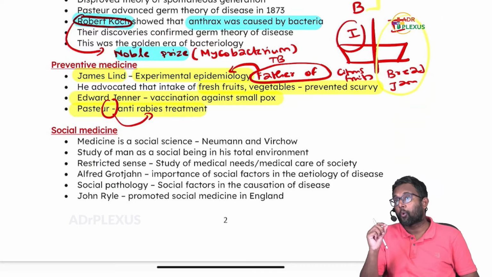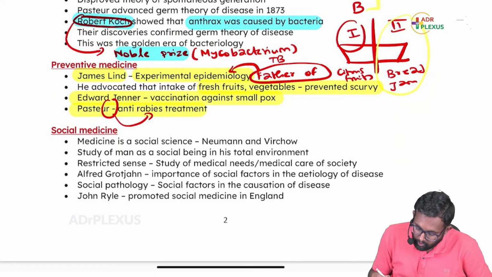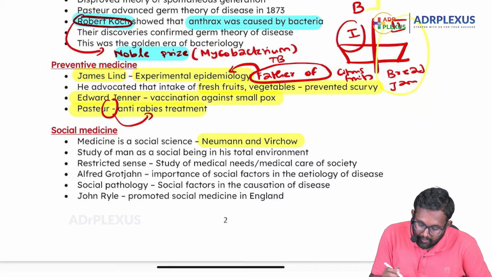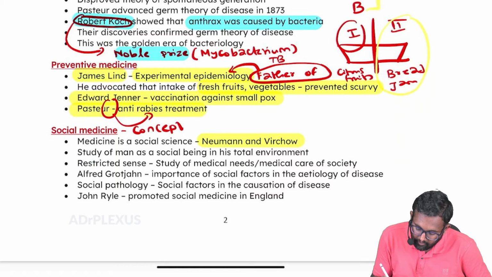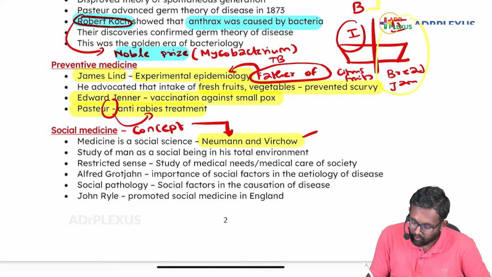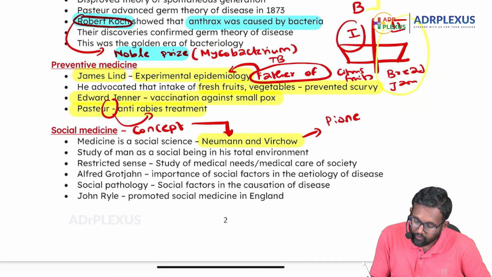Who told us? Newman and Virchow. Who are the two scientists who said medicine is a social science and gave the concept of social medicine? The concept of social medicine was given by Newman and Virchow. They are called the pioneers of social medicine.